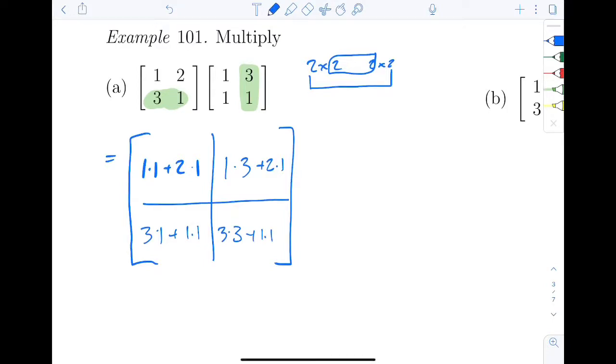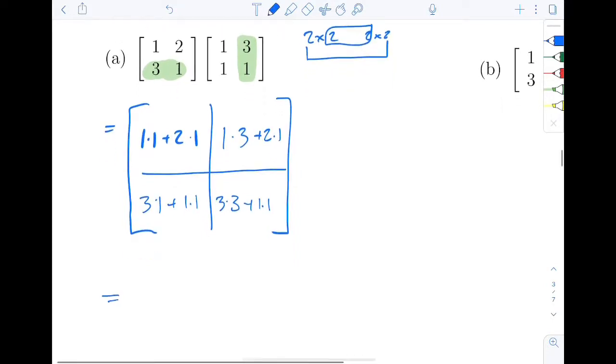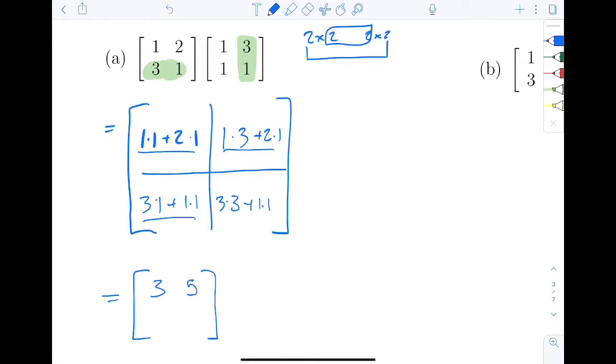And there we go. We've just done our first matrix multiplication. Let's go ahead and do all those now. And feel free to just skip all this work here. 1 plus 2 is 3. 3 plus 2 is 5. 3 plus 1 is 4. 9 plus 1 is 10. There we go. We just completed our first matrix multiplication.